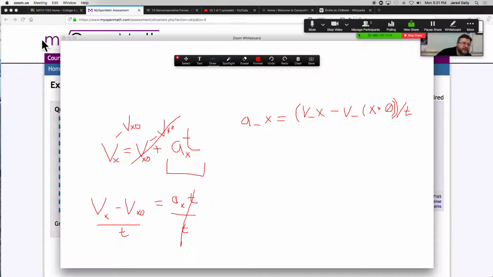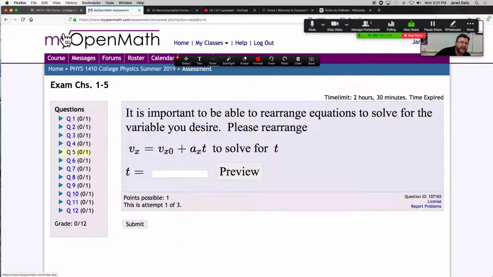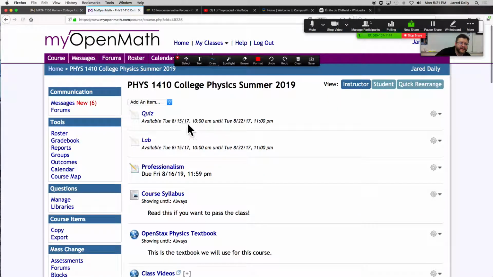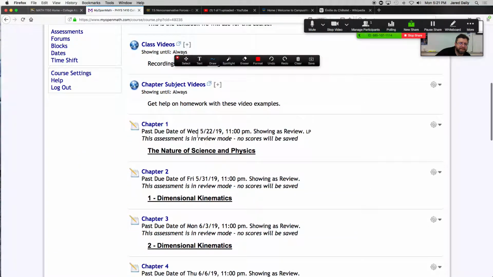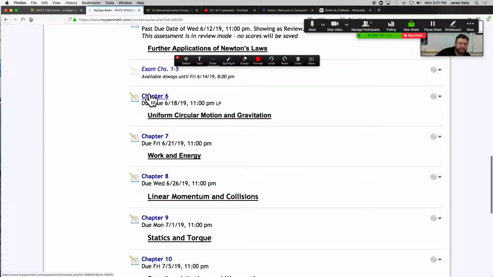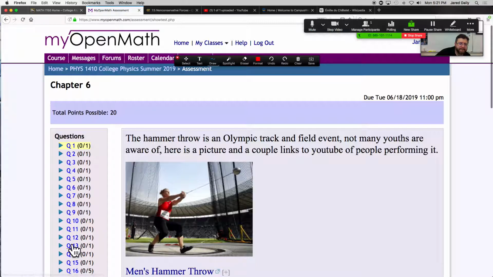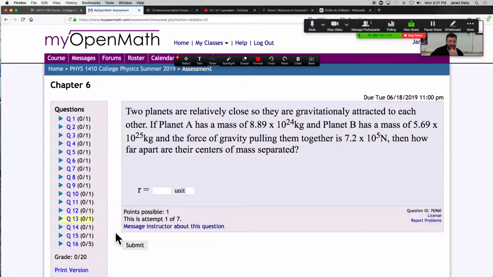I have a question on 13 on chapter 6. Okay, so they're gravitationally attracting planets. They give us the mass of planet A, the mass of planet B, and the force pulling them together. They want to know how far their centers are separated, right?